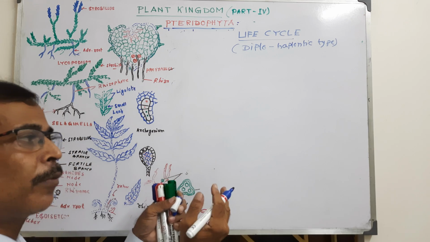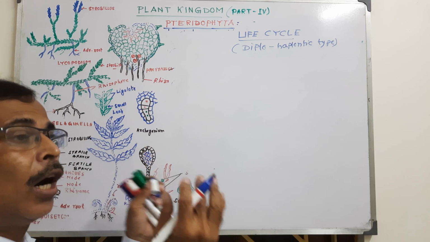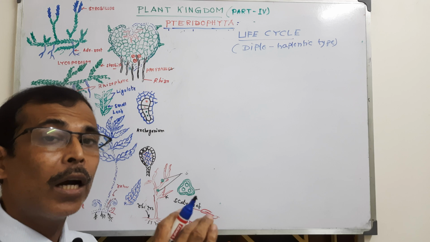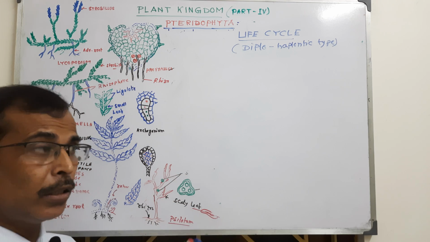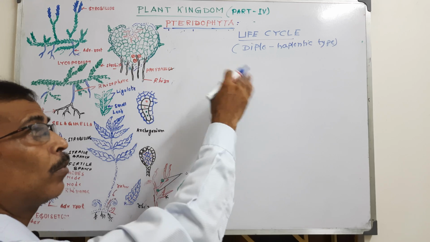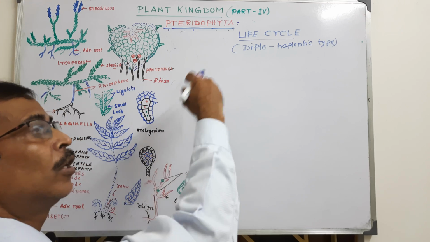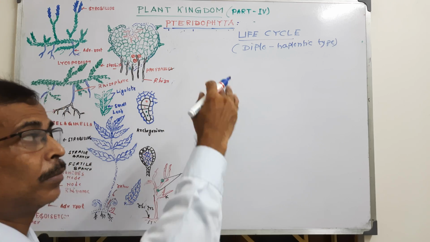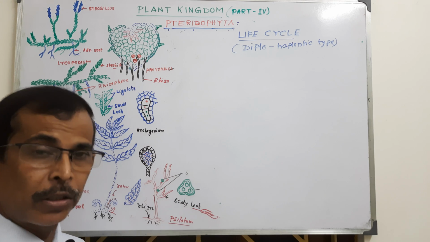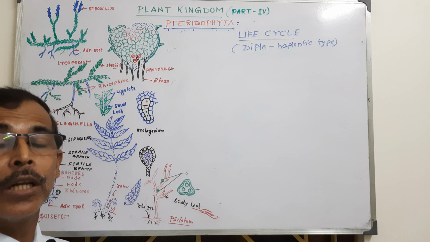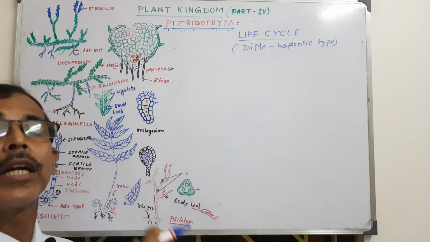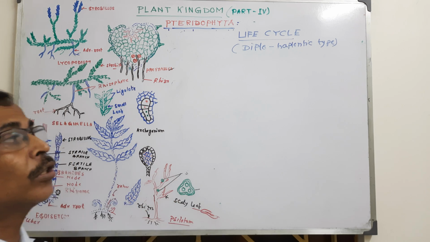And in haplontic life cycle, when I discussed Thallophyta, I have already told that zygotic meiosis is the characteristic feature of the haplontic life cycle. And in Bryophyta also, in the haplodiploid life cycle, sporic meiosis takes place. But in gymnosperm and angiosperm, the diplontic type of life cycle, gametic meiosis is there. That is, during gamete formation, meiosis takes place.